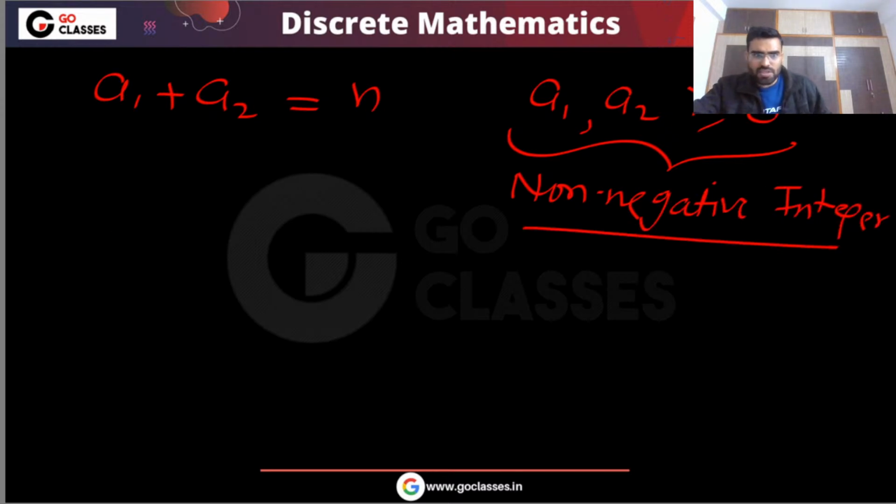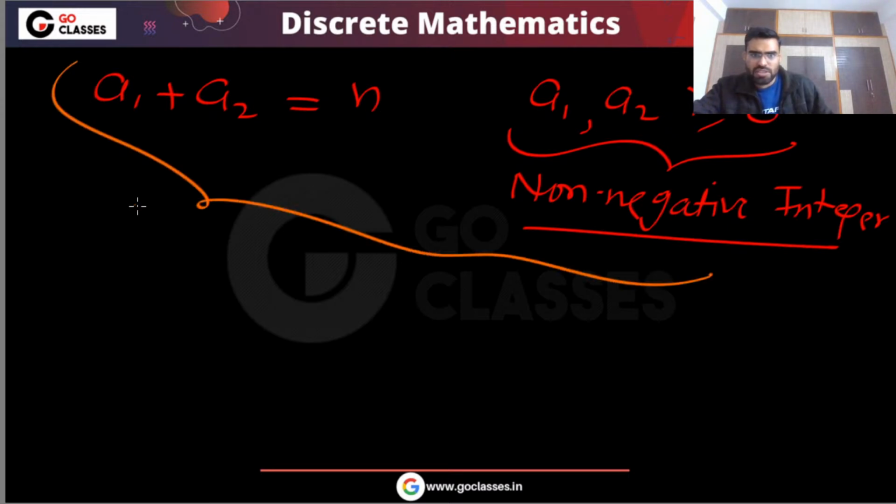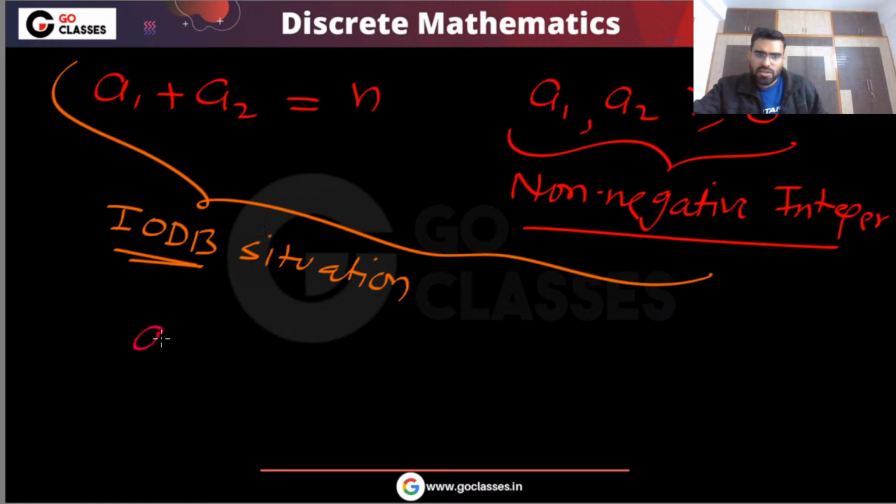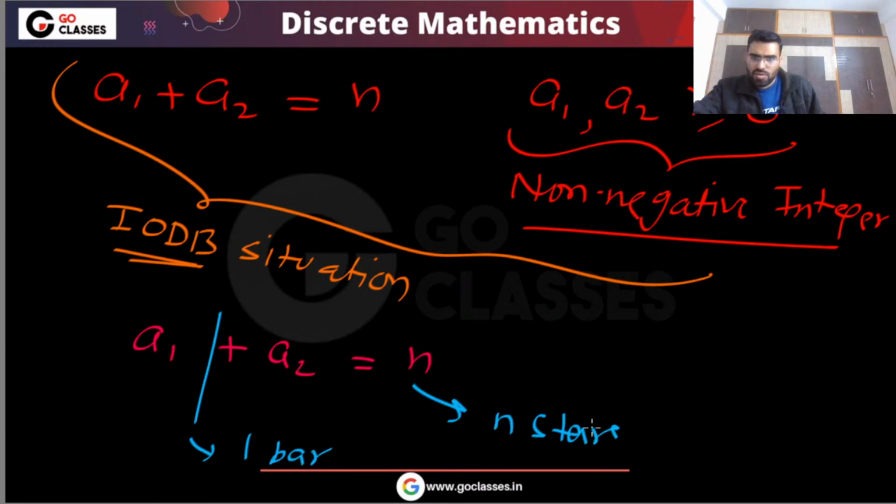Okay, so if this is the question, then the answer is very simple. Now in this situation, this is basically the IODB situation. And so the answer you already know: n stars and one bar you have. There is only one bar and a total of n stars. So finally the answer will be n plus 1 C 1, which is nothing but equal to n plus 1. So this is the answer.